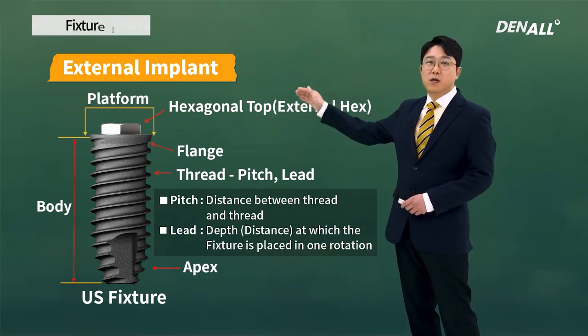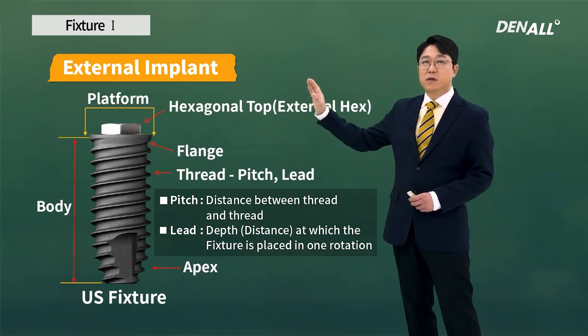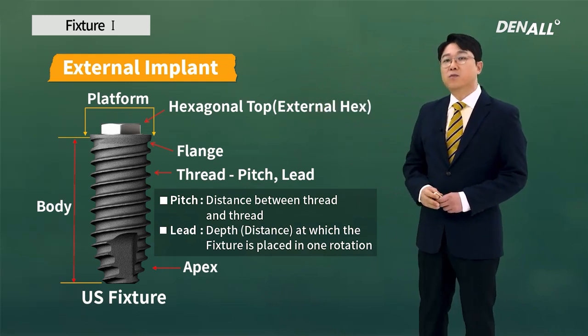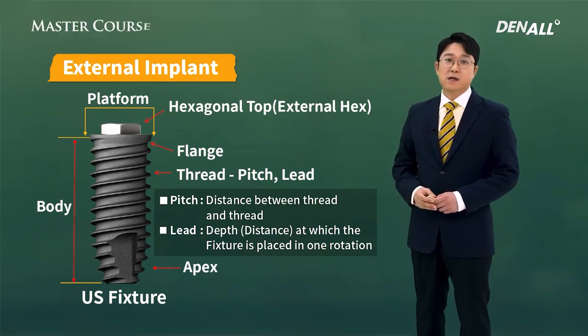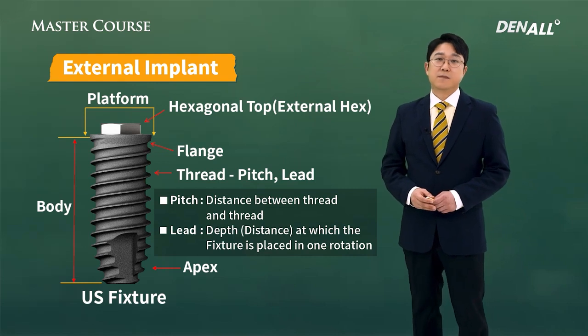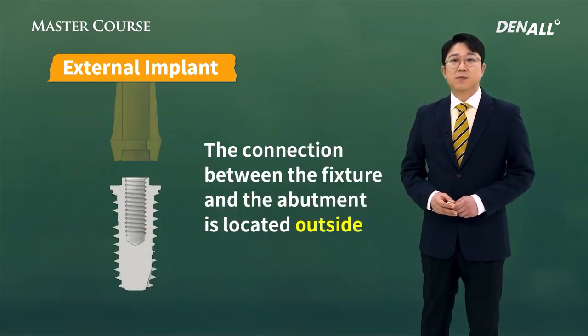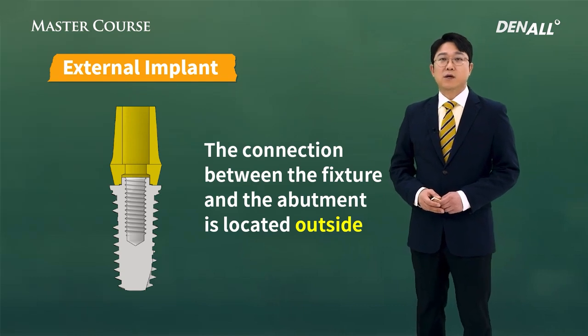The structure on the fixture is called a module. If you look at the crystal module, there's the hexagonal top on the platform. The hexagonal top will be connected to an abutment on top of it. The connection between the fixture and the abutment is located outside.